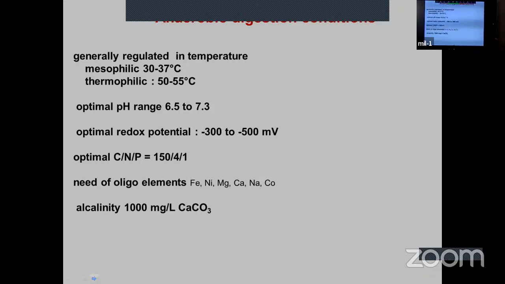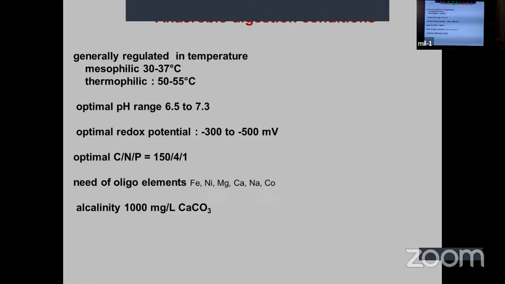The microorganisms need some regulation of the temperature. They can be either mesophilic, like us, and the optimum temperature will be between 30 and 37 degrees. But there also are some thermophilic ones. We are working at 50, 55 degrees. The optimal pH range is for the methanogens, which are the most sensitive. It should be around neutrality, from 6.5 to 7.3.